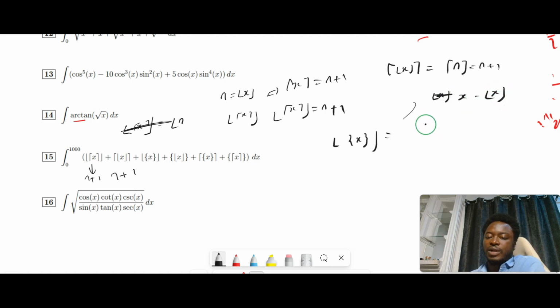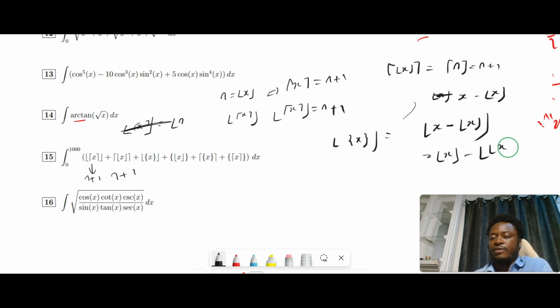Okay, so you have the floor of x minus the floor of x, and then that would be the floor of x minus the floor of x. So that would be 0, I believe. We'll get 0 here. What about this part, the fractional part of the floor of x? Well, this will also be 0 because the floor of x is n, so the fractional part will be 0.